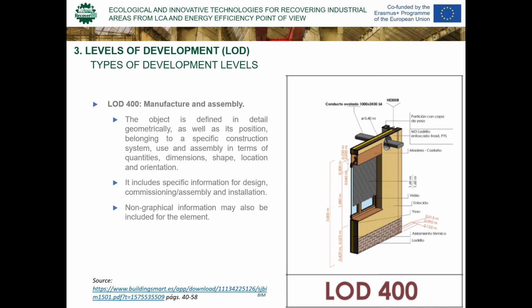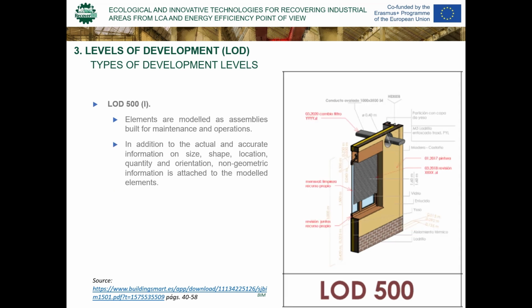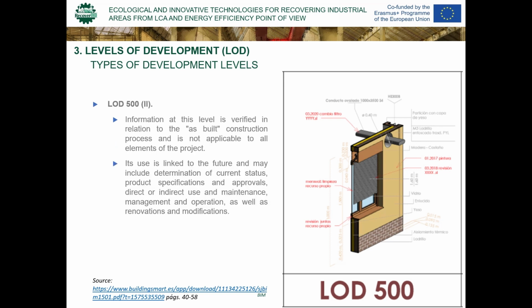LOD 400, manufacture and assembly. The object is defined in detail geometrically, as well as its position, belonging to a specific construction system, use and assembly in terms of quantities, dimensions, shape, location and orientation. It includes specific information for design, commissioning/assembly and installation. Non-graphical information may also be included for the element. LOD 500. Elements are modeled as assemblies built for maintenance and operations. In addition to the actual and accurate information on size, shape, location, quantity and orientation, non-geometric information is attached to the modeled elements.